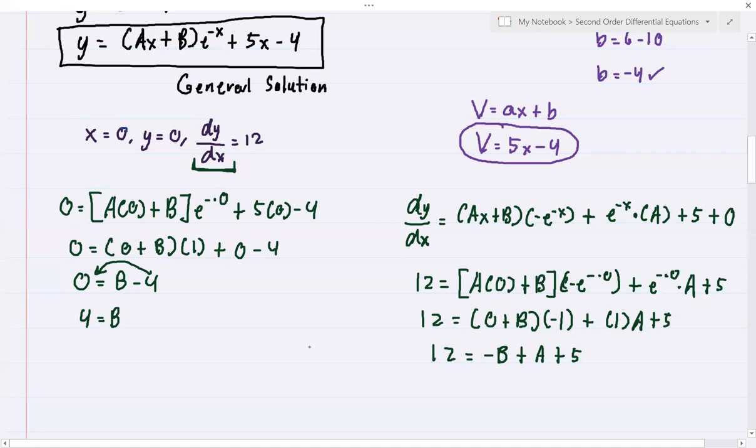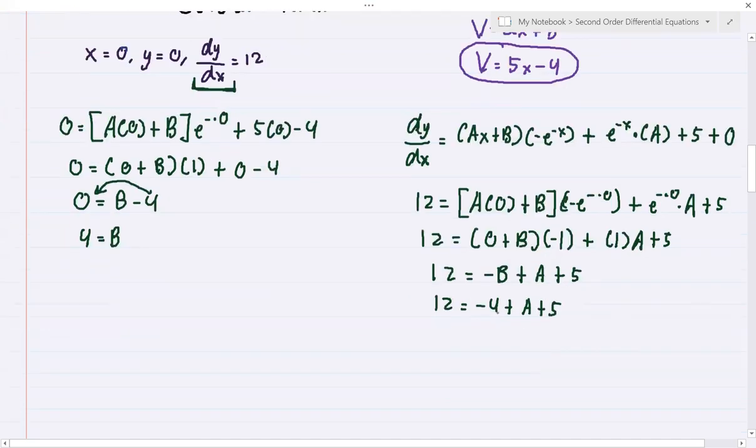Remember that your b is equal to 4. Therefore, we will have 12 equals negative 4 plus a plus 5. If you combine similar terms, negative 4 and 5, we will have a plus 1, because 5 minus 4 is 1. Then transpose 1 to the left side, we will have 12 minus 1 equals a. So we will have 11 as your a.